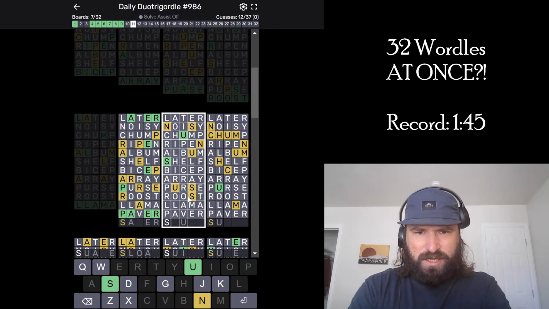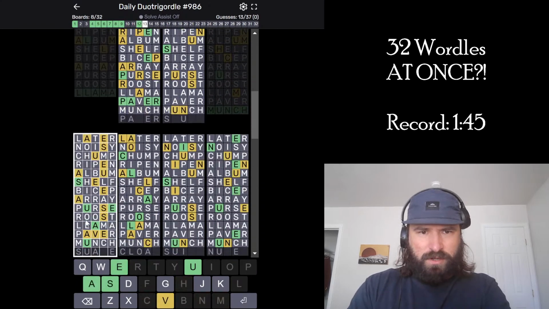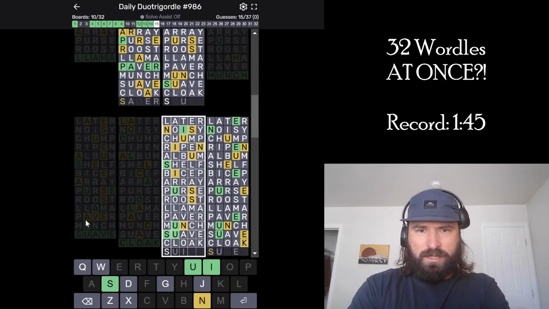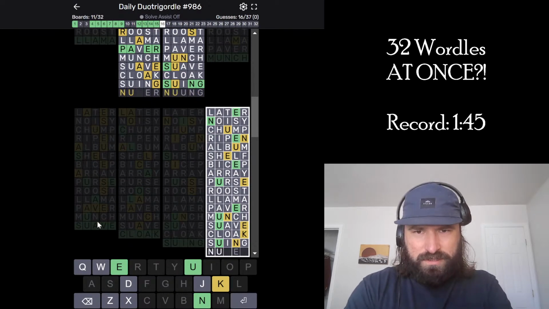Okay, snuff. I don't know what that is. This isn't going well. Munch has to be right. Okay, I have no mistakes. I can't make any more mistakes, so that's terrifying. Cloak, got to be right. Okay, suing. I have to be so careful, which is the worst. Nuked. It has to be nuked, right?